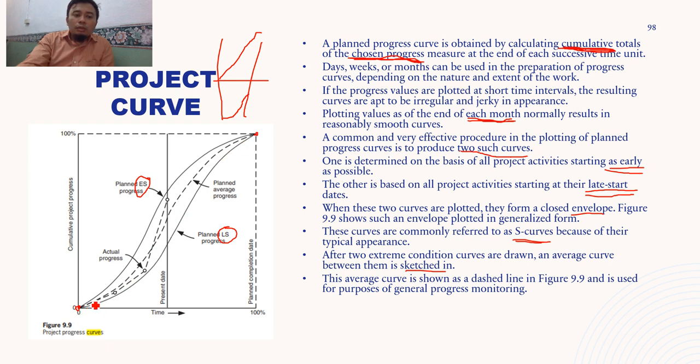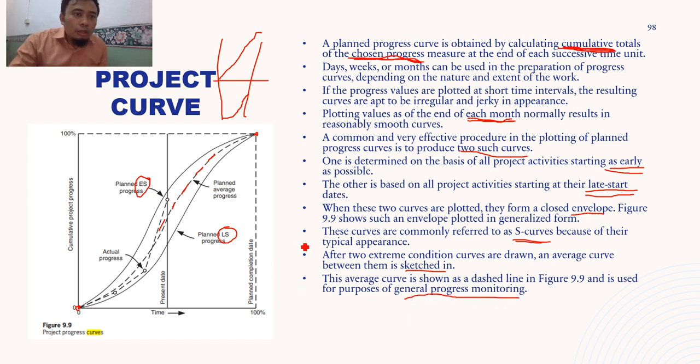So you take a middle portion of it. So this is your average start date. This dotted line is your average start date. So the average curve is shown in dash line and is used for the purpose of general progress monitoring. So this is your general progress monitoring.